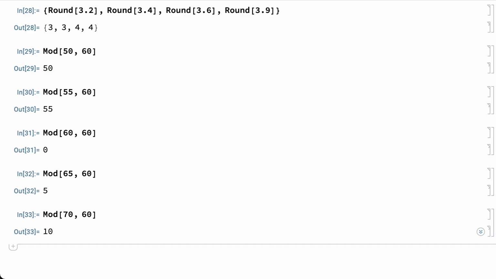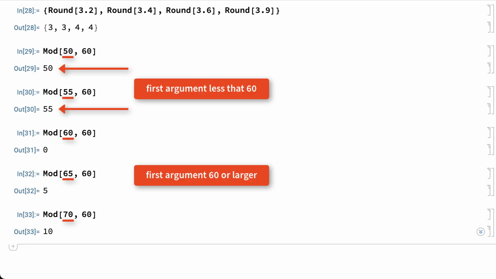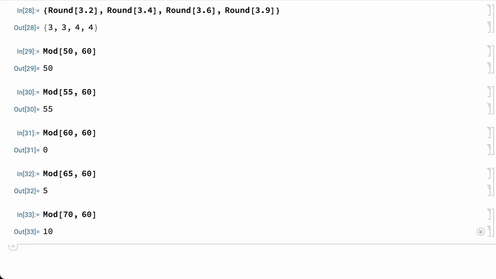In these examples, when the first argument in Mod is less than 60, the result is that number, and when the first argument is 60 or larger, the result is the count beyond 60. Mod can also be thought of as the remainder when dividing one number by another. That's the end of the examples for this section.